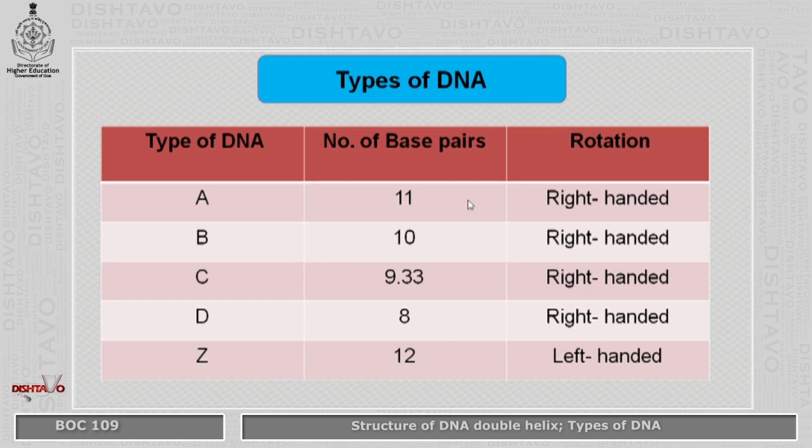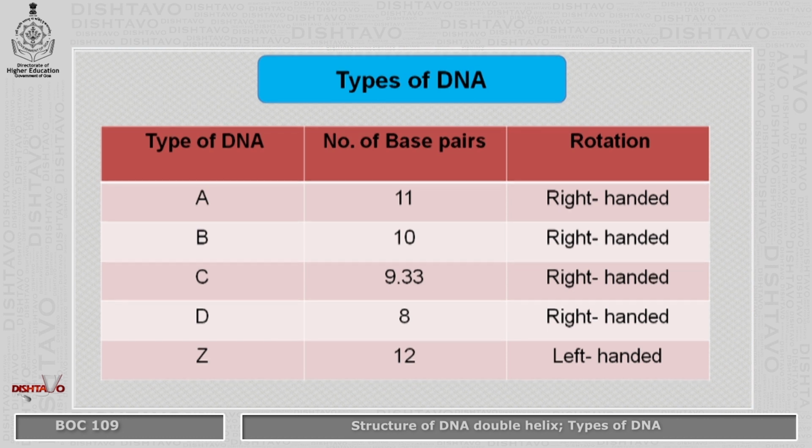Type A, B, C and D DNA are all right-handed, whereas type Z DNA is left-handed. Type A DNA is found under low humidity conditions. Type B DNA is the most prominent form of DNA and is observed under high humidity conditions. And type C DNA is found under greater dehydration conditions.